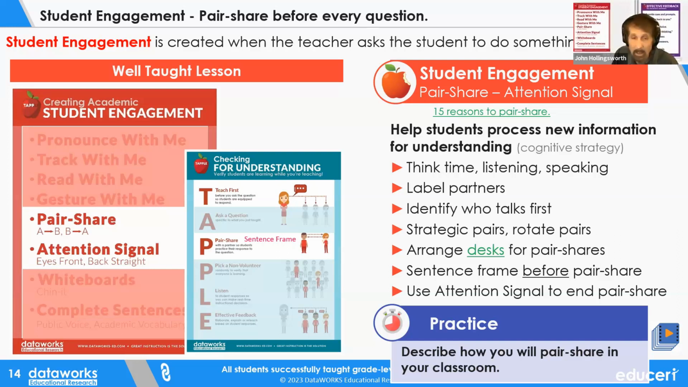Okay, all right, so let's see if we can do this. Write down something you learned about pair share or attention signal. You say, something I learned is... A strategy I can use is something you just learned right now. Maybe you learned to label the partners, to arrange the desk, or the sentence frame before, anything like that. So write a couple of notes in there.